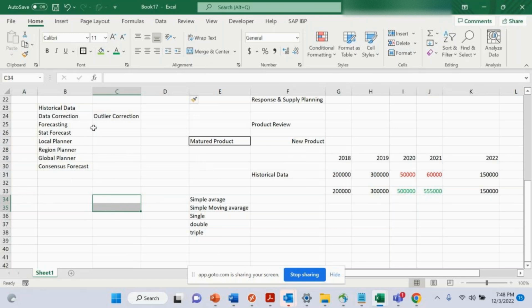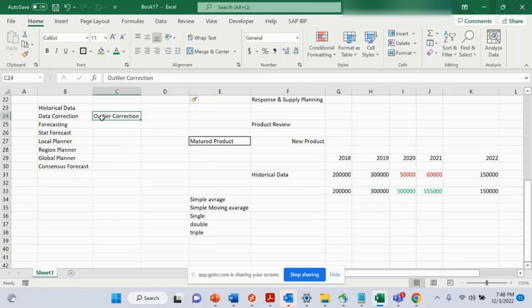And then when this data is in IBP, we can do the data correction, the outlier correction, in different ways in different modules. So in SNOP we can't edit the outliers by the system. SNOP does not come with the outlier correction license. We have to do the outlier correction manually for SNOP. The planners need to go and change the numbers manually.